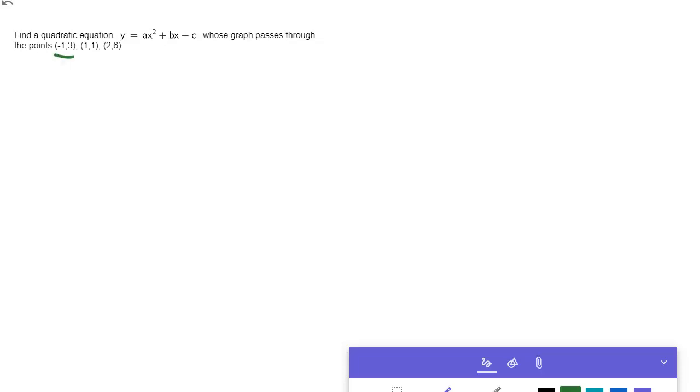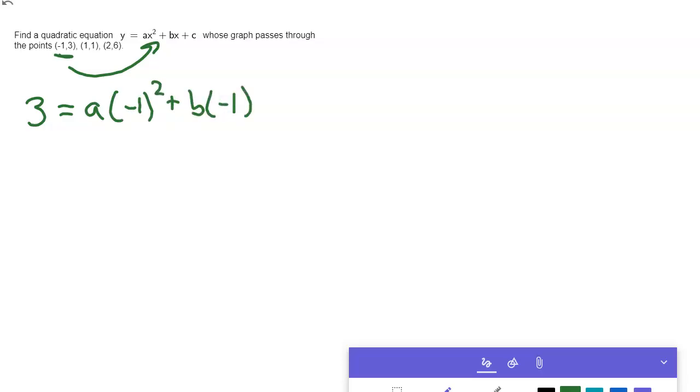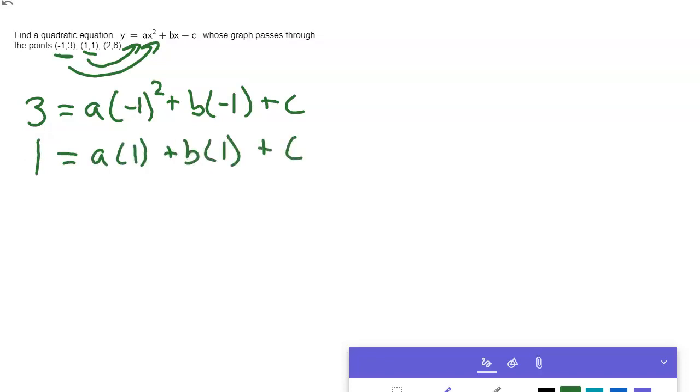And so you're going to plug this negative 1, 3 into this equation. So x is negative 1, y is 3. And so you'd have 3 equals a times negative 1 squared plus b times negative 1 plus c. That's your first equation. Then you plug in the second set of points, which is 1, 1. So 1 equals a times 1 plus b times 1 plus c. And then you plug in the third set of points, which is 2, 6.